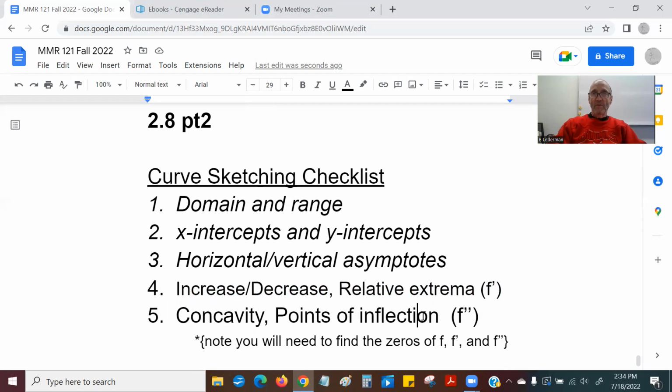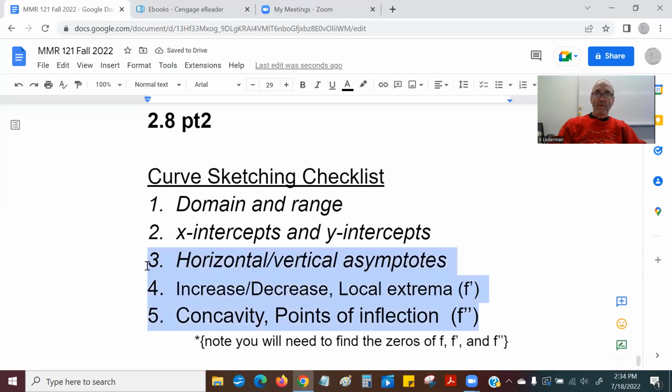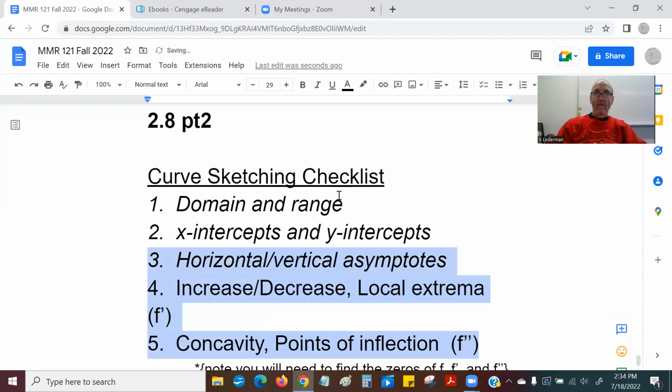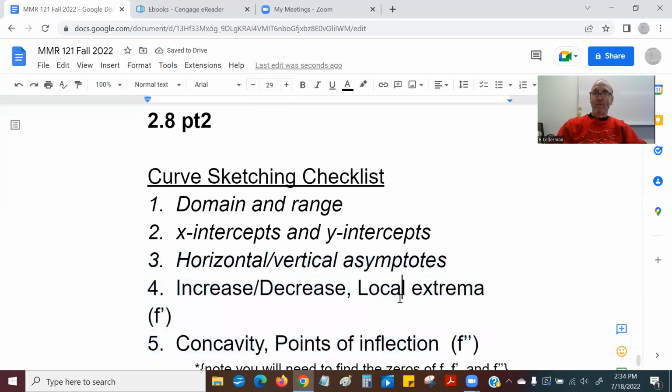Actually, I'm going to put this back. The book says local where I say relative, so I'm going to use the book's word. Still doesn't work well. I'm wasting everybody's time here.